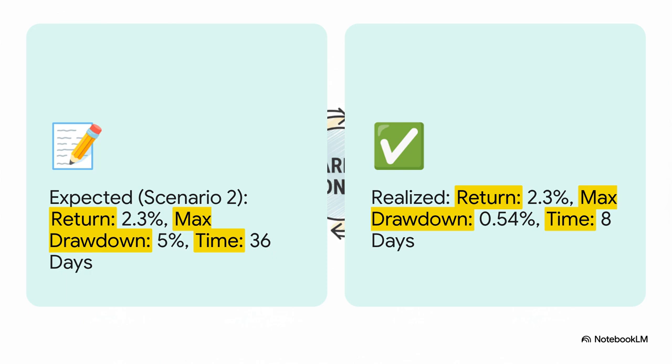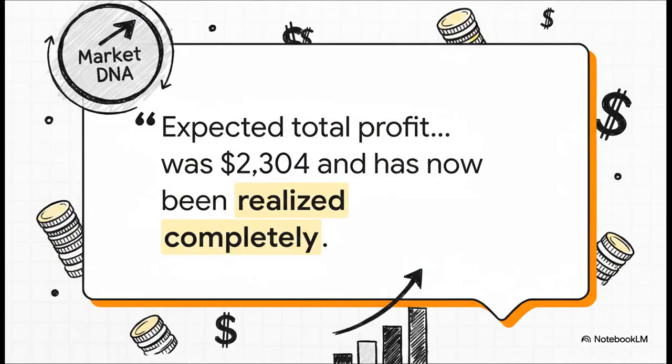Now check out the drawdown. The plan allowed for a max of 5%. The actual drawdown was just 0.54%, a tiny fraction of the risk budget. And maybe the most impressive part? The time. It was projected to take 36 days, but the whole thing was over and done in just 8. And to put a final number on it, here's a direct quote from the documentation itself. It says, the expected total profit for scenario number 2 in Phase 1 was $2,304 and has now been realized completely.